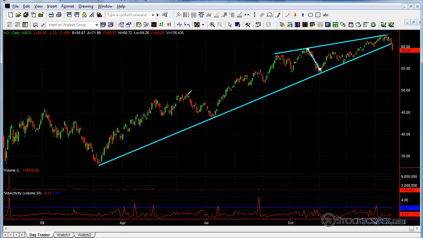For example, we had a pullback in here, we had a pullback there, but these really define the long-term upward trend line. Notice also that the tops on this chart, as we go from left to right, are not rising as quickly as the bottoms. This sets up a chart pattern called a rising wedge.